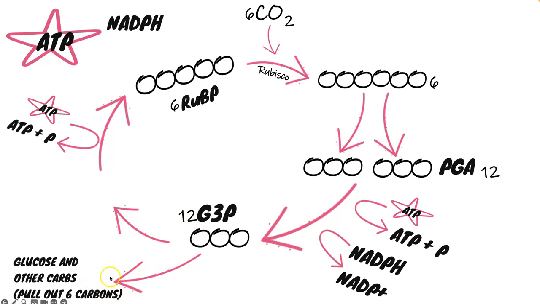Now again, we said we're going to pull out 6. So 2 of these leave, and we're left with 10 G3Ps. So we have 10 3-carbon molecules. Our total is 30 carbons. We use the energy from 6 ATPs to reorganize these into 6 of these. This is 6 5-carbon molecules. Again, 30 carbons.